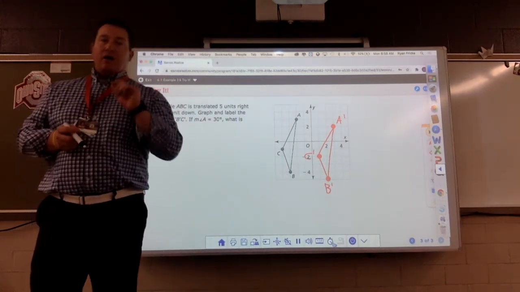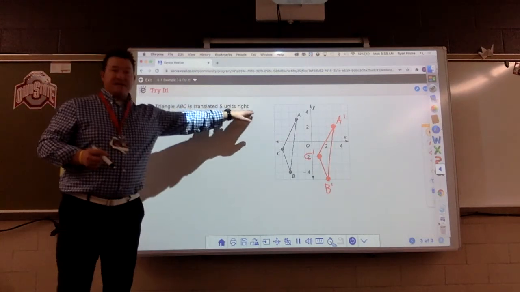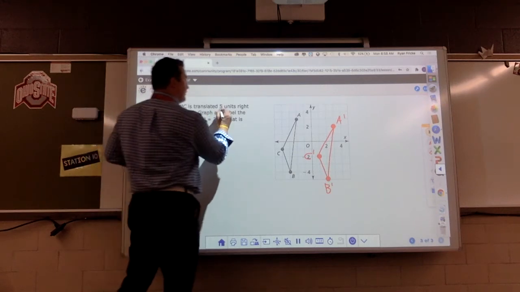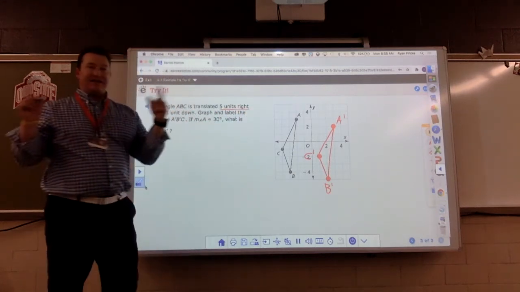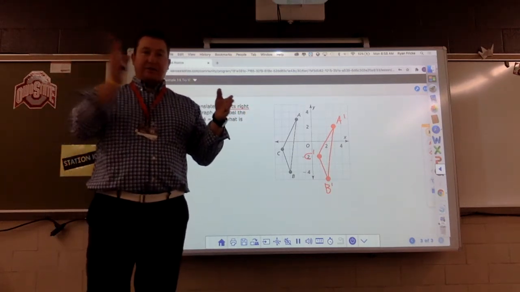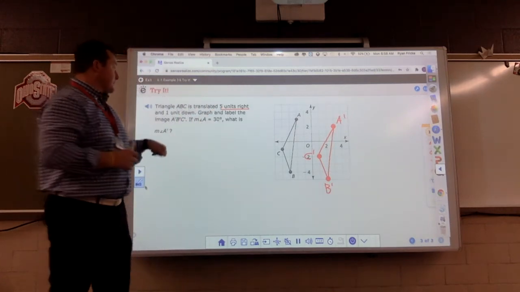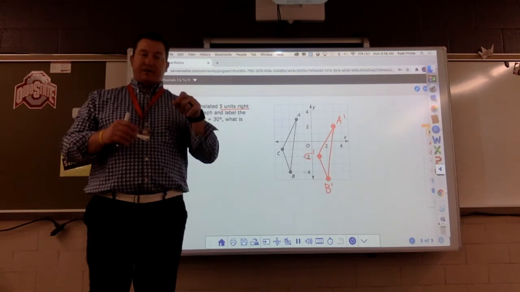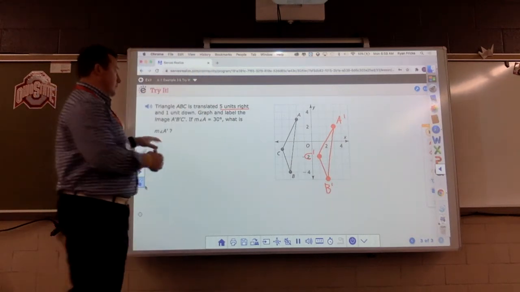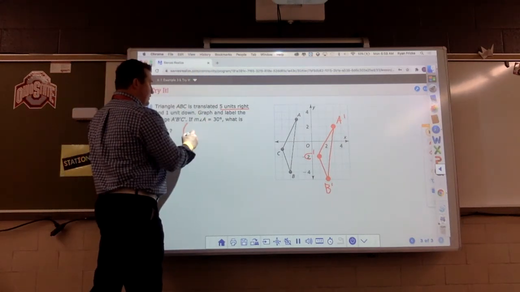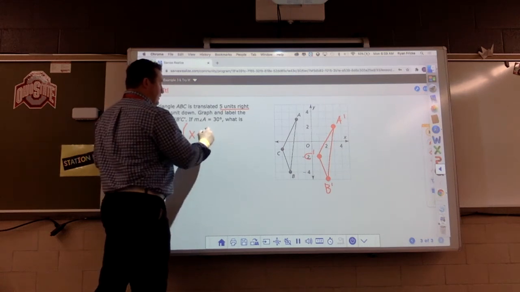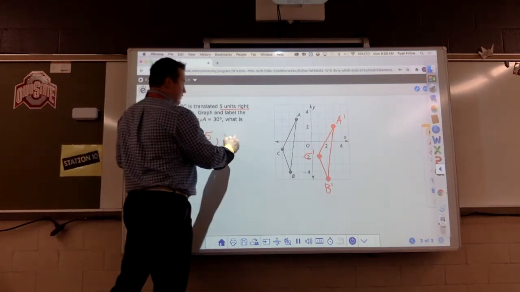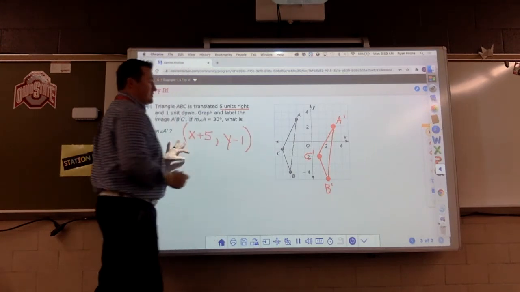Now, here's the rule. They gave us that. Let's try to write that rule just like we did a second ago. So 5 units right. Again, that's an X. So think about, are we going to go X plus or minus that number? And then 1 unit down. Again, that's a Y value move. Is that going to be plus or minus that 1? So 5 units to the right, X plus 5. 1 unit down, Y minus 1.